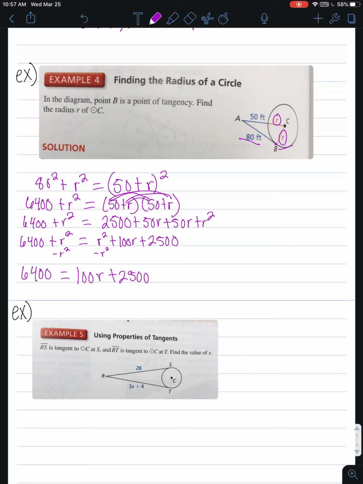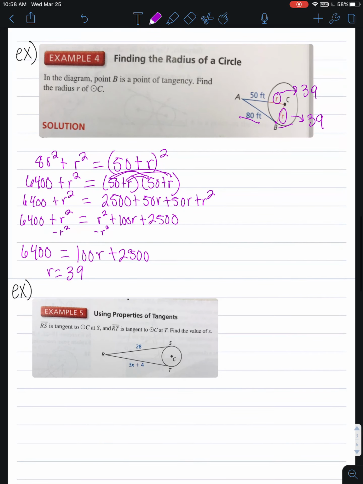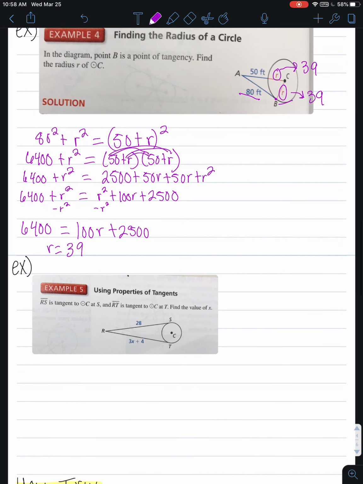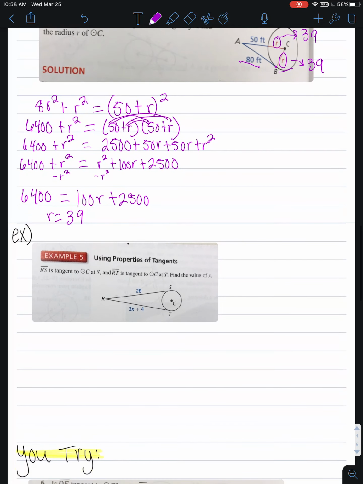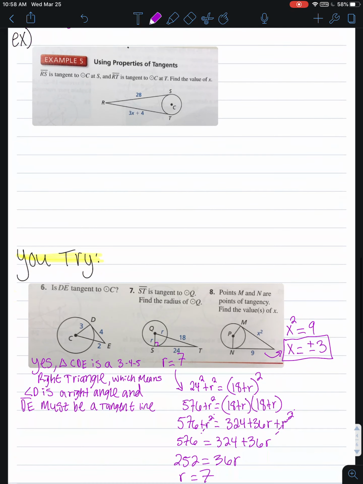So we'll do 6,400 minus 2,500, and that gives us 3,900. And then we will divide by 100, and we'll get that R is equal to 39. Okay, so that means that this R right here must be 39. Same thing with that one. Okay, so we did the Pythagorean theorem, but it just looked a little bit different because we had some R squareds in there that ended up just canceling out because they were on both sides.